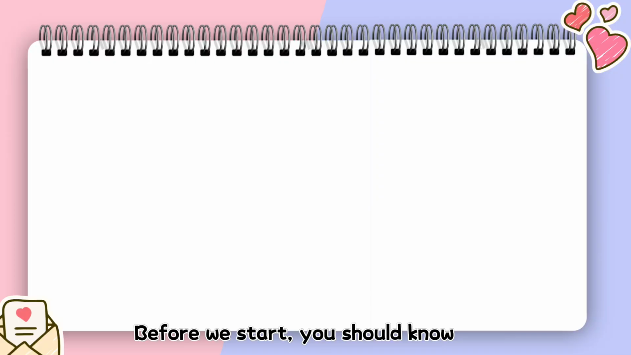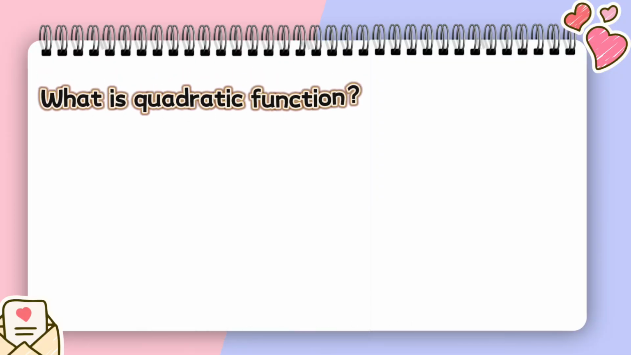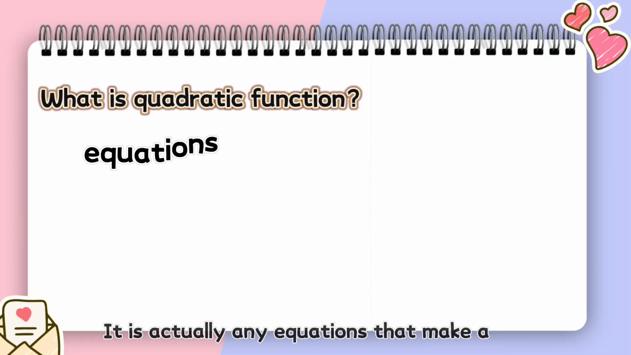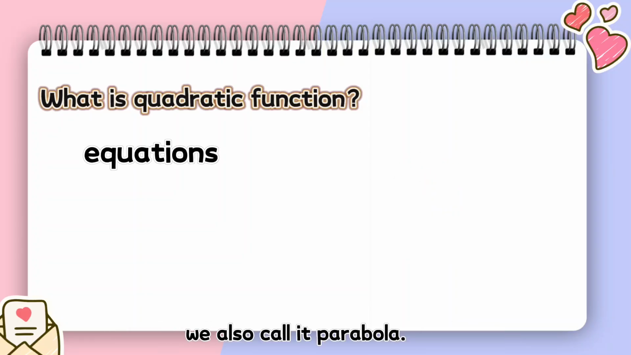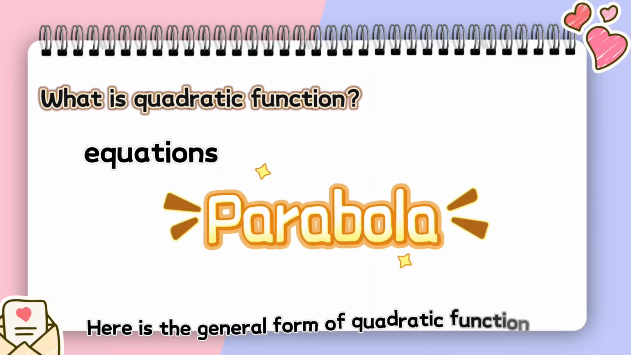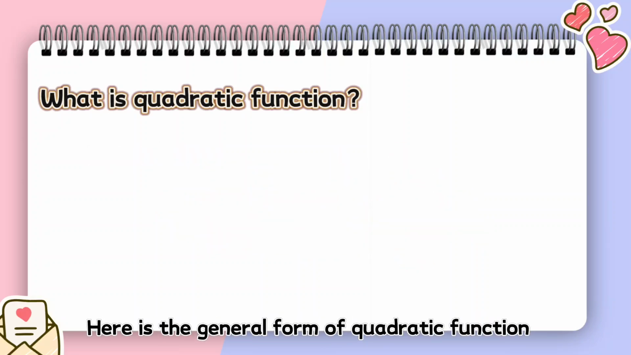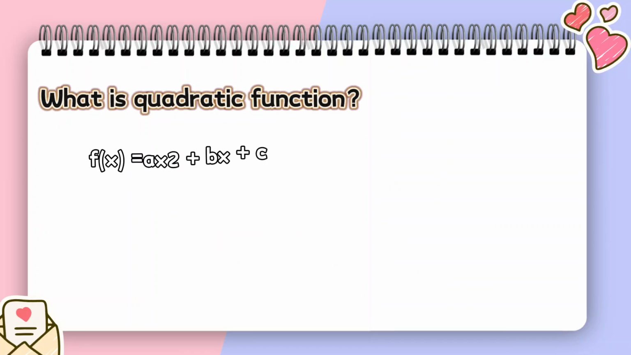Before we start, you should know what is a quadratic function. It is actually any equation that makes a U-shape when you sketch it. We also call it parabola. Here is the general form of quadratic function. f(x) equals ax^2 + bx + c.